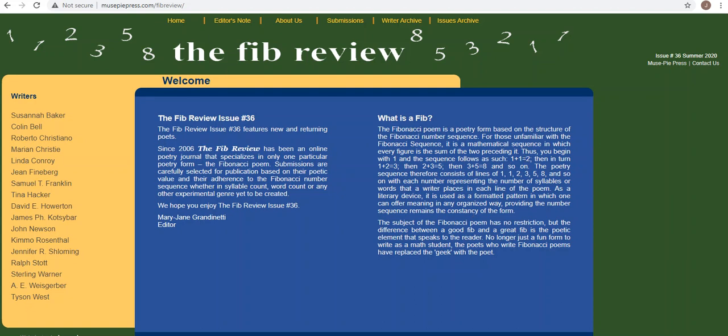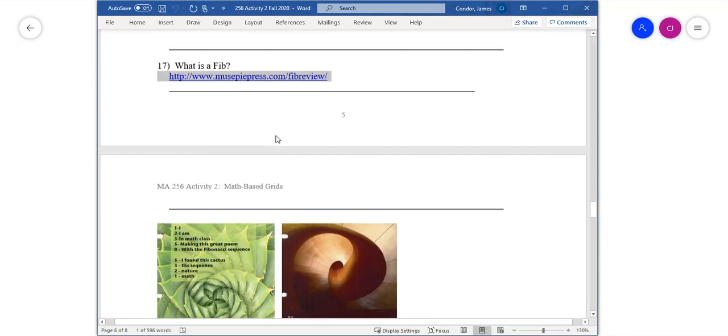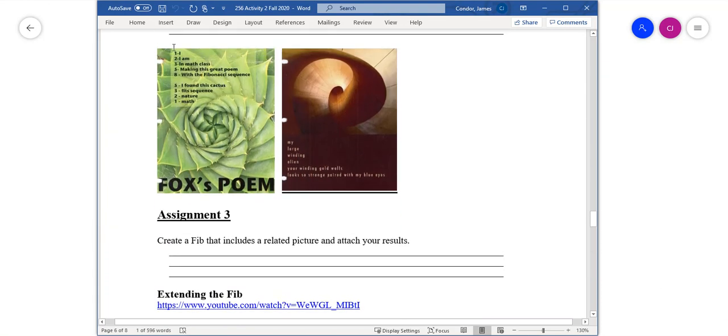So let's take a look at this. So here's an example. Again, what's a fib? We're going to do one here. "I am in math class." So again, this is 1, 2, 3 syllables. "I am in math class."